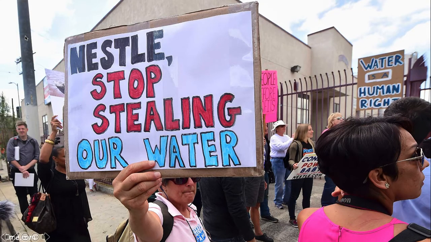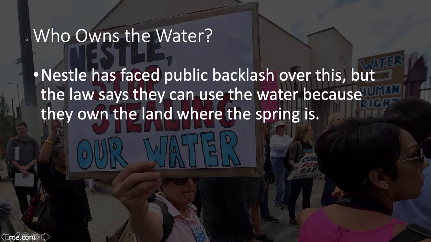And some people are kind of upset that there's water shortages in their area, but for some reason Nestle is allowed to take that water away and sell it. Nestle has faced public backlash over this, but the law says they can use the water because they own the land where the spring is. But who owns the water?